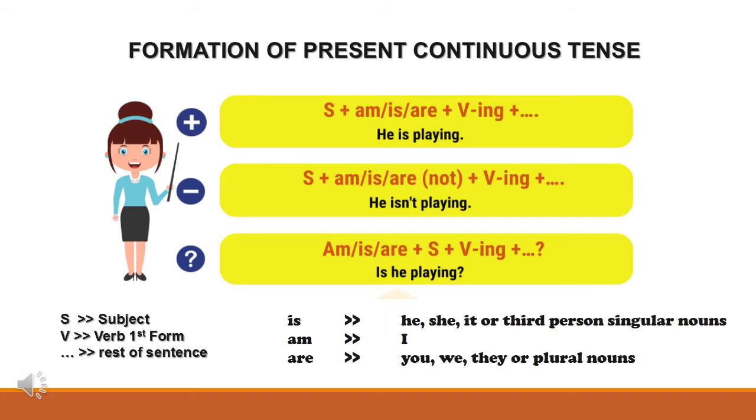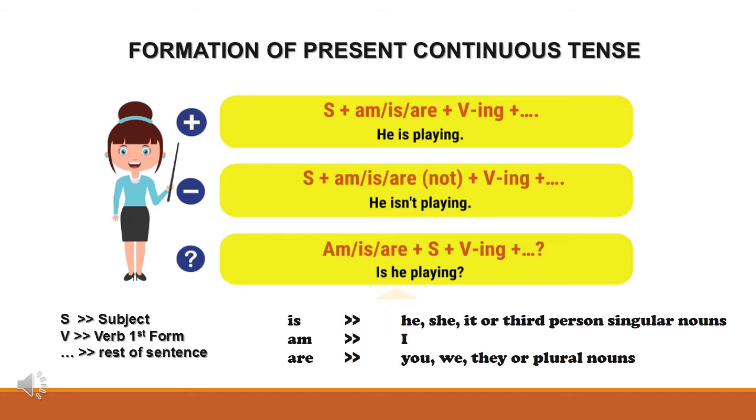So, students, to make the positive statement in present continuous tense, you will write your subject first and then you will add your helping verb according to your subject. And after that, you will write the first form of the verb and add ing at the end of it. And then you will write the rest of the sentence, if there is any.